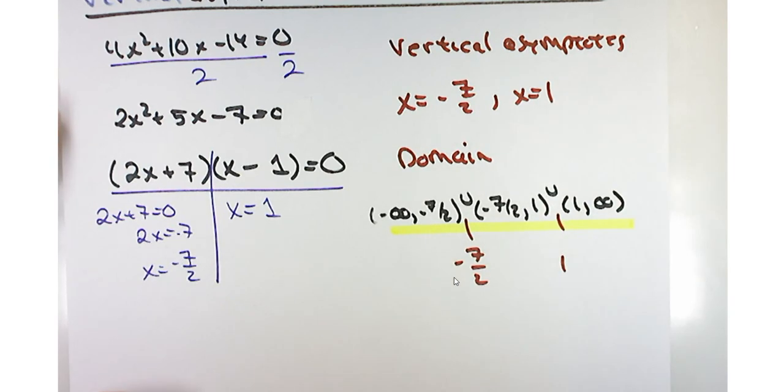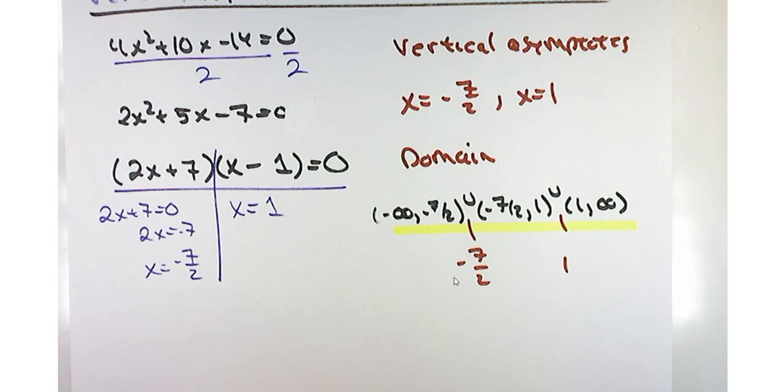Awesome. Thanks, Sabira. No problem. So there's your domain. It's everything but those points. All right. Nice. So we got the vertical asymptotes, we've got the domain. There's another feature of this graph that's worth noting, and that is the horizontal asymptotes.